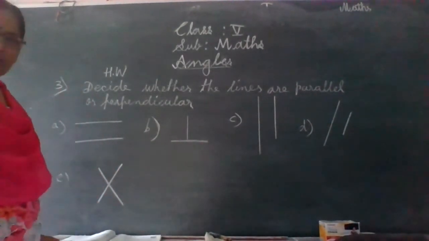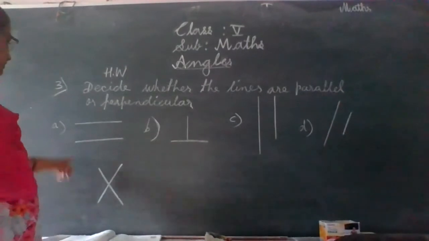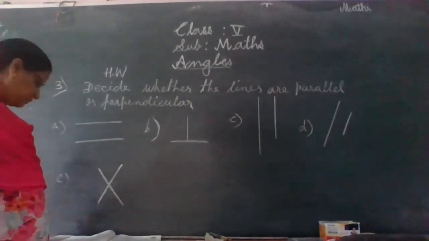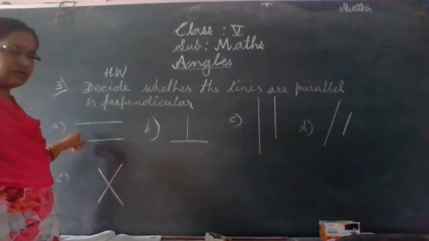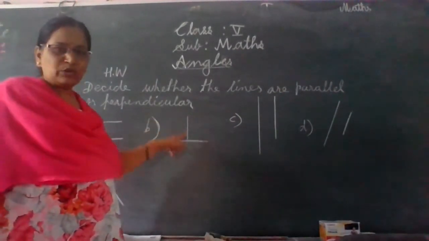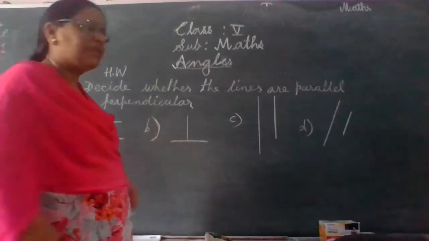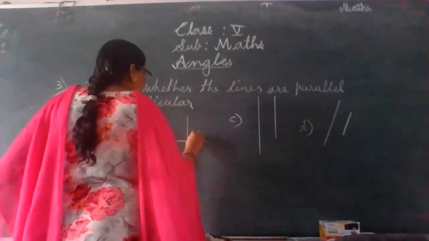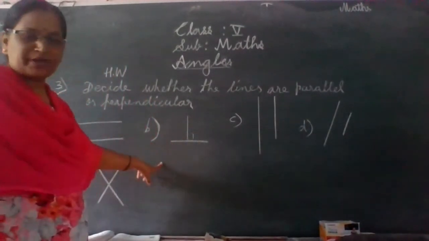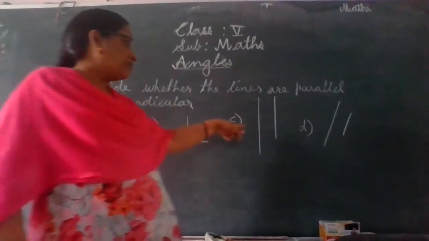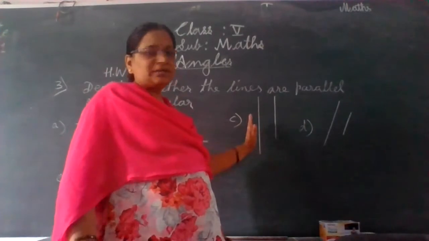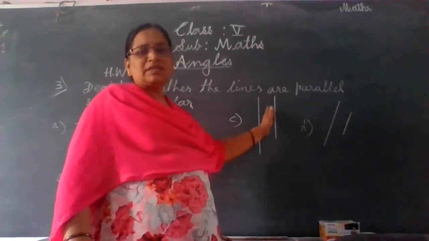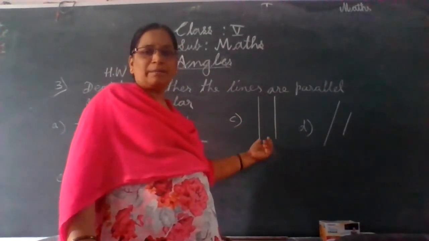Okay. Now look at the blackboard. A is what beta? What type of lines are they? They are parallel. B, C, both lines intersect and here is the formation of 90 degrees. That's why it is perpendicular lines. Now see, the length of both are not equal, but the distance between them is the same. That's why they are also parallel.